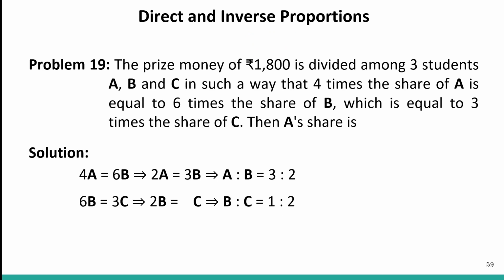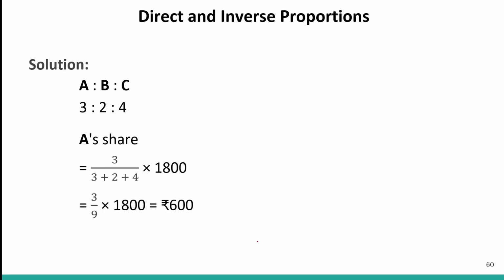Okay. So 4A is equal to 6B, which implies 2A is equal to 3B, so A is to B is equal to 3:2. So 6B is equal to 3C, which implies C is equal to 2B, so B to C is 2:1. So the A, B, C ratio will be what? 3:2:1. So 3 by (3 plus 2 plus 1) into 1800 is equal to 3 by 6 into 1800 is equal to 900, so 600 for the share of B. 600 is the correct answer.